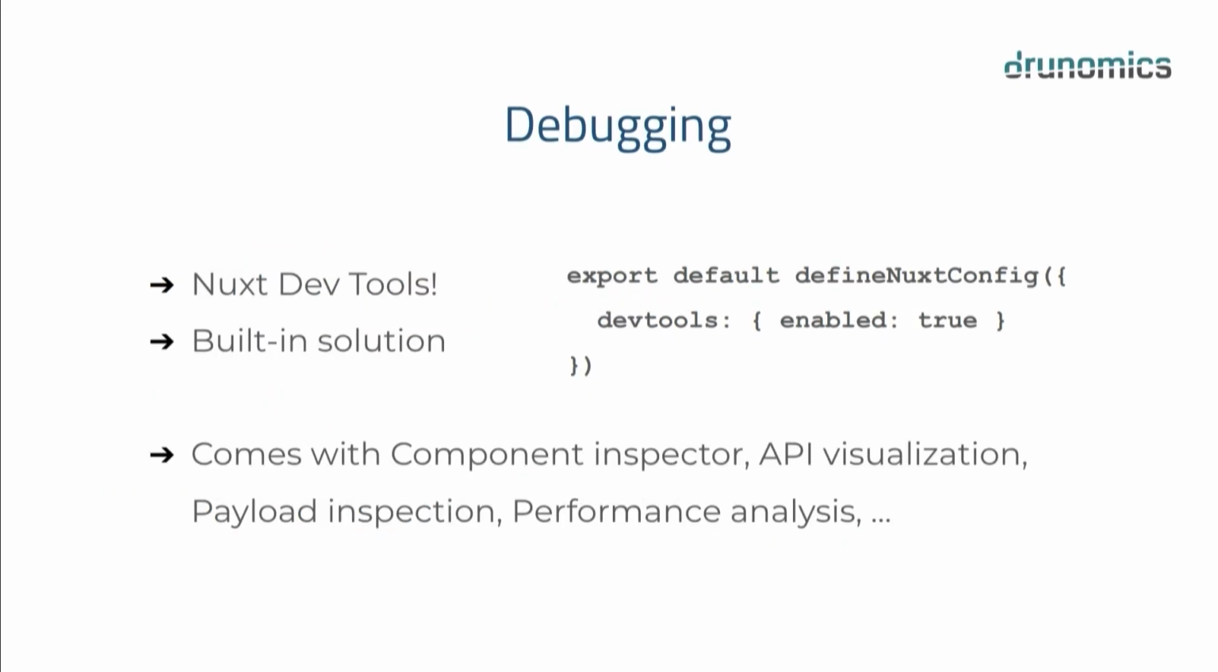For debugging, Nuxt also comes with a built-in solution, the Nuxt developer tools. You just need to enable it in the configuration, and then it will appear in the browser as a small icon, and once you click on it, it will load the whole developer tools, and it has lots of really handy things to introspect your Nuxt application. Most notable, it has a component inspector. You can inspect all your Vue components and their state, change the data. You can inspect the payload, make performance analysis, lots of things, so quite handy.